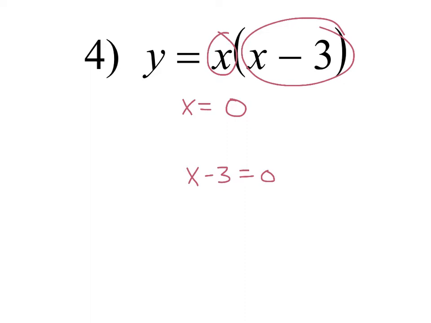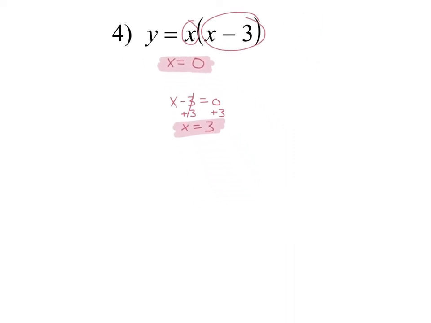In the second equation, x minus 3 is equal to 0. We add 3 to both sides. And what do we get for x? x is equal to 3. So our 2 points are x is equal to 0 and x is equal to 3. So now we need to graph.